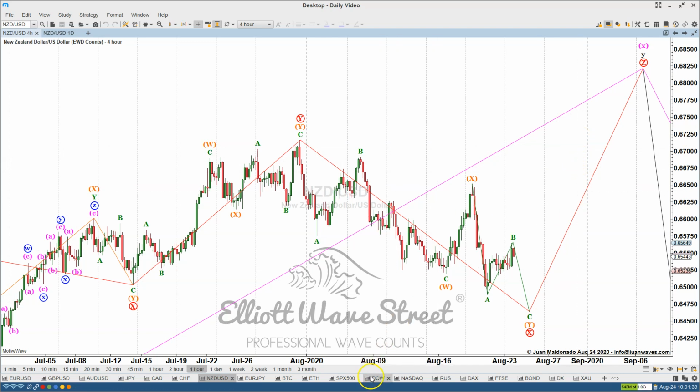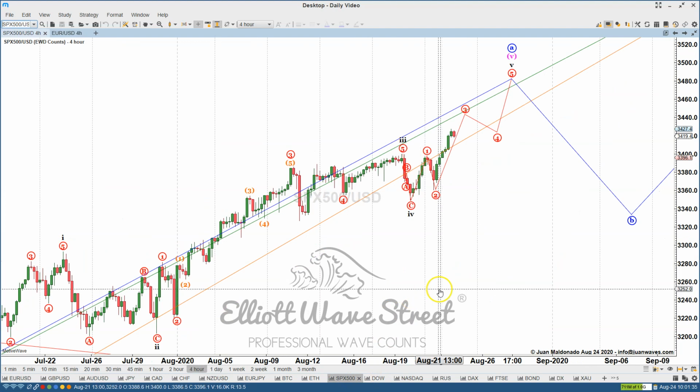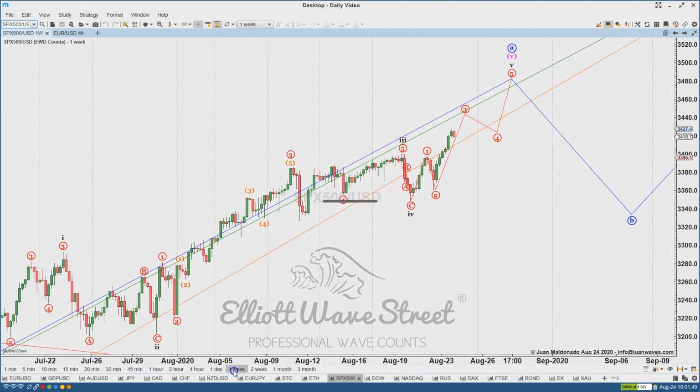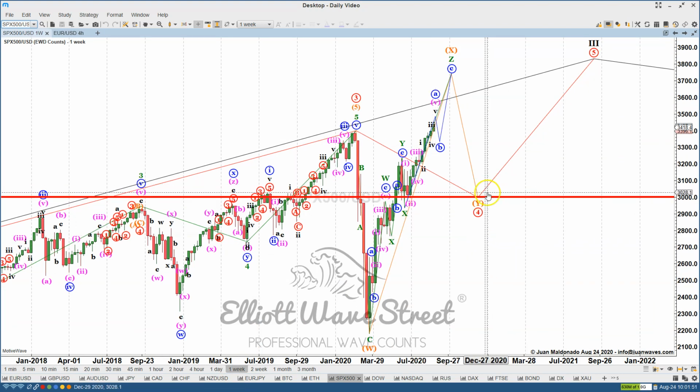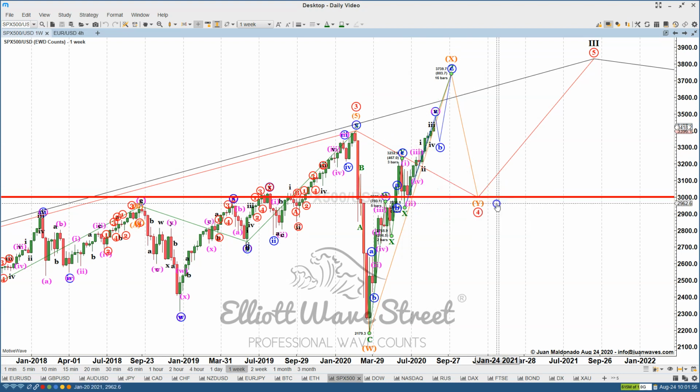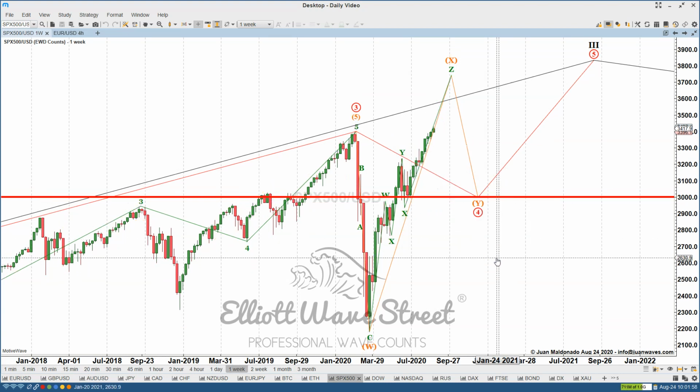Let's have a look at the S&P, the fantastic S&P that was able to break out the 3,400 area. Wow, that's great. We are seeing history in front of us. We are seeing history on the S&P. Let's have a look at the weekly chart before we talk about the details inside the patterns, inside the waves. Here is the weekly chart.